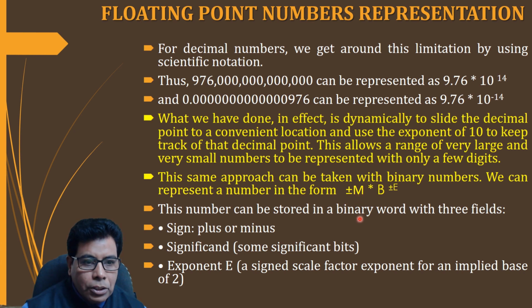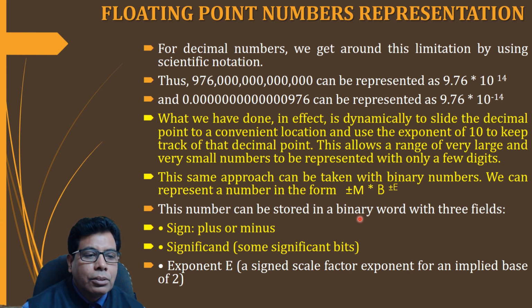The number can be stored in a binary word with 3 fields. First is the sign, which will be a bit, 1 or 0. 1 will represent negative and 0 will represent positive numbers. Then the second part is the significand or mantissa. It will have some significant bits. So let us see the formats.